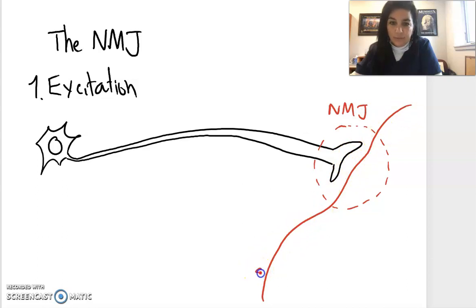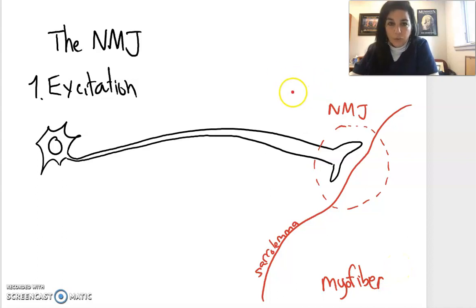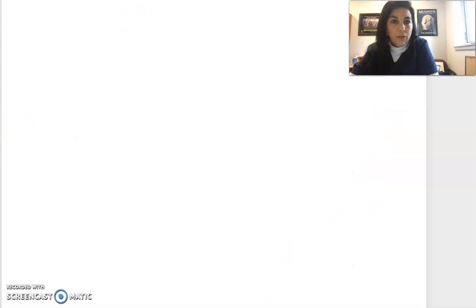This is the sarcolemma, which is a plasma membrane. It's the surface of the muscle cell. So this is the muscle cell, or myofiber. We're discussing the events happening here. How does the myofiber get excited from the signal of a neuron? So I'm going to draw at the neuromuscular junction, right here now in much larger.